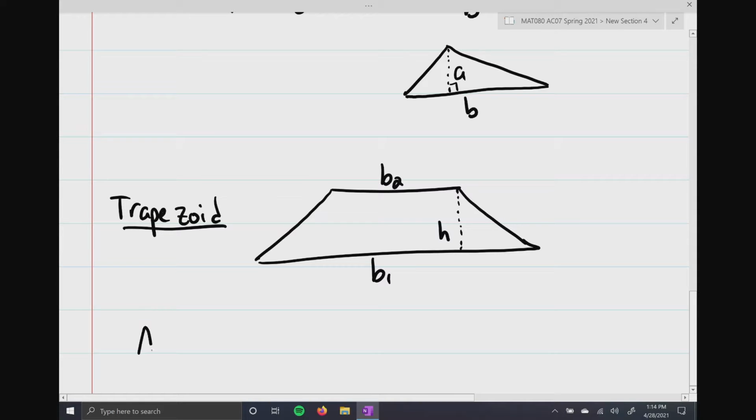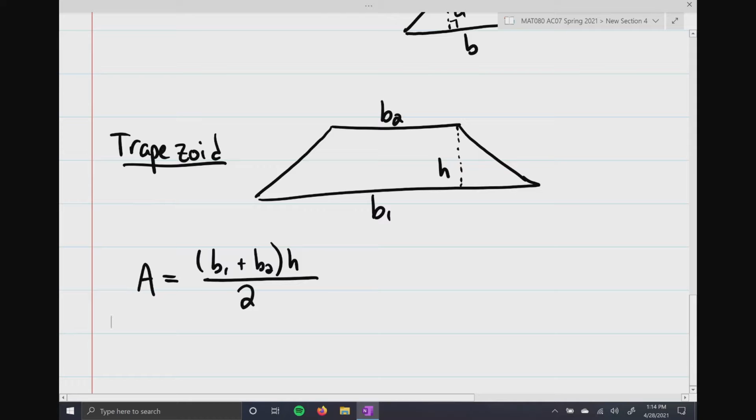So the area is going to equal the quantity of base 1 plus base 2 times the height, all divided by 2. Oh, I guess I don't have to put a box around it. All right, so its area equals base 1 plus base 2. You add them first, multiply it times the height, and then divide it by 2. All right? Any questions there? And then the last one.